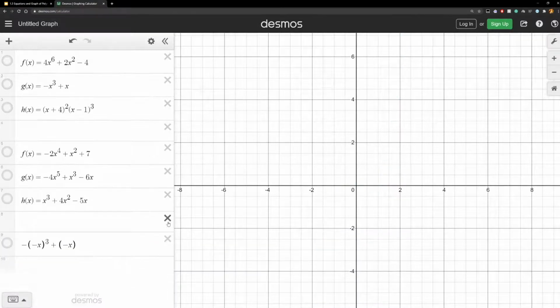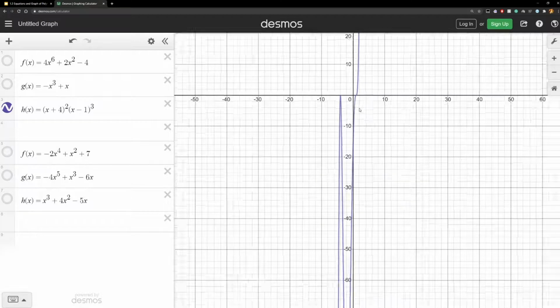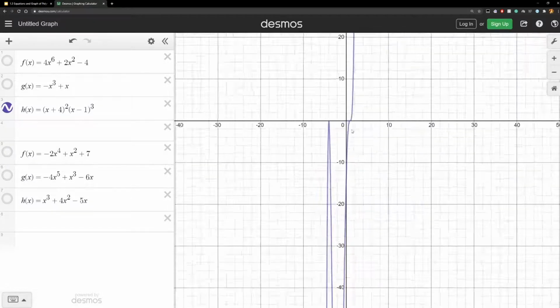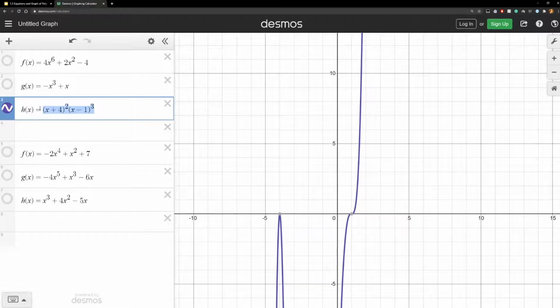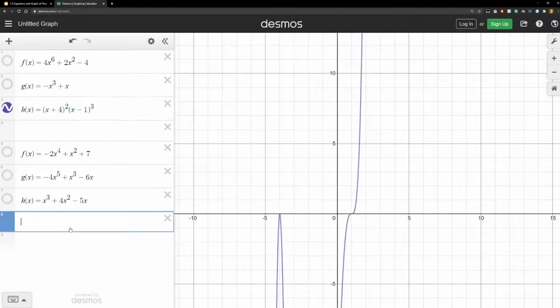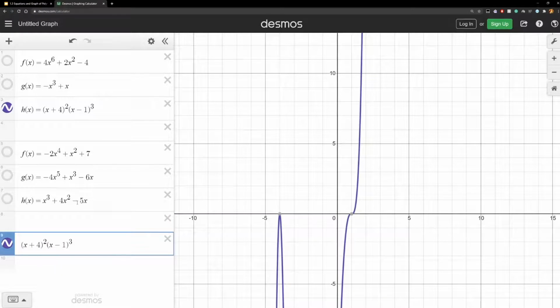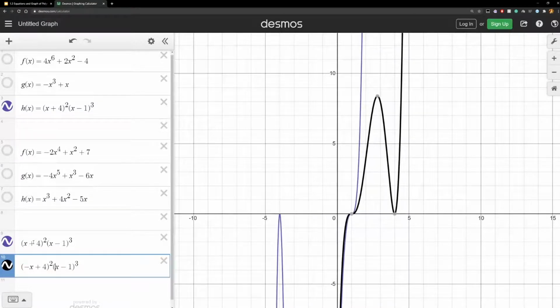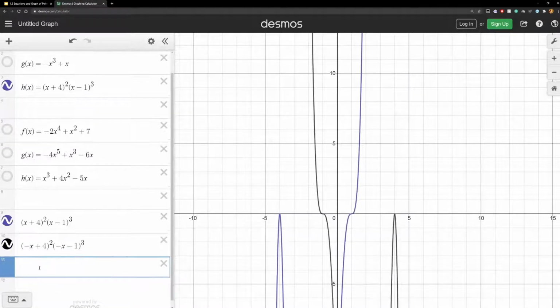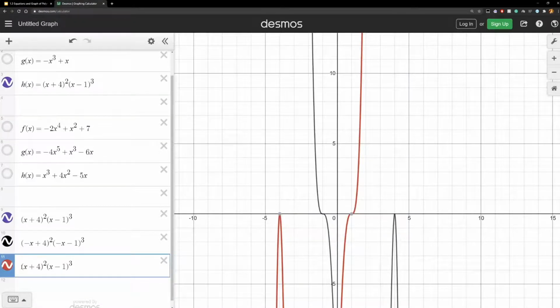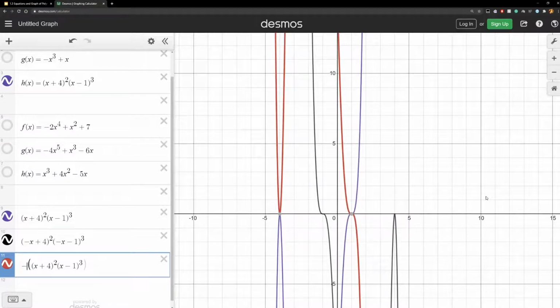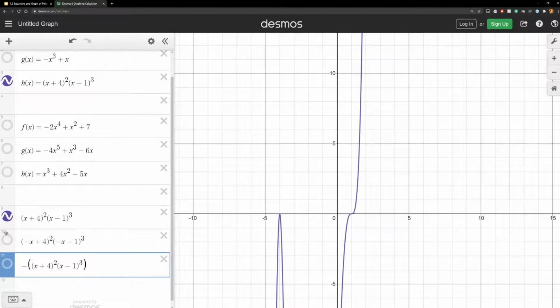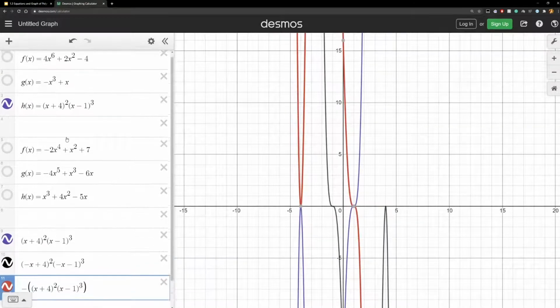Let's continue onward. We have h of x, which looks like this. It's a really big one, so let's zoom back in. We can see that it has a square and then a cube, but we should still try both of the tests. So the first one, this is f of x. Then we have f of negative x, and then negative f of x. We see that all three of them are different, therefore this function is neither.